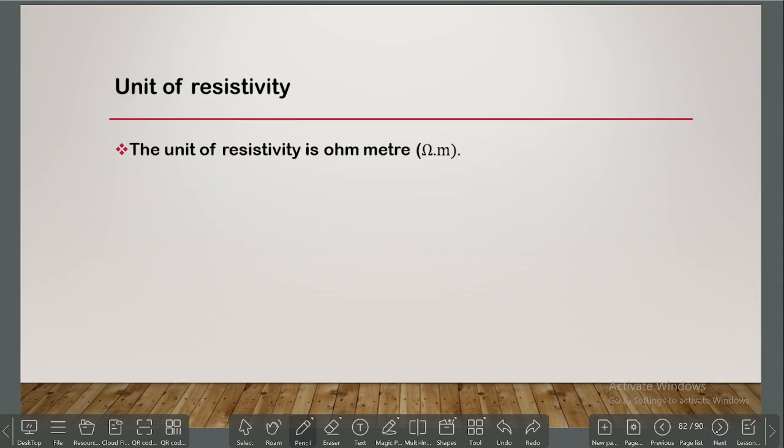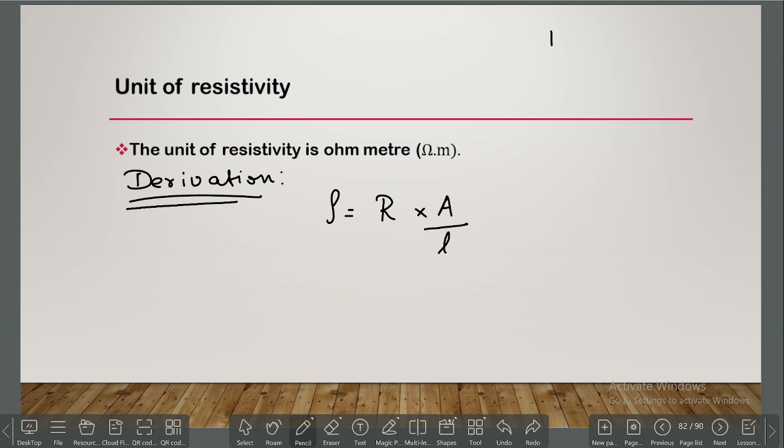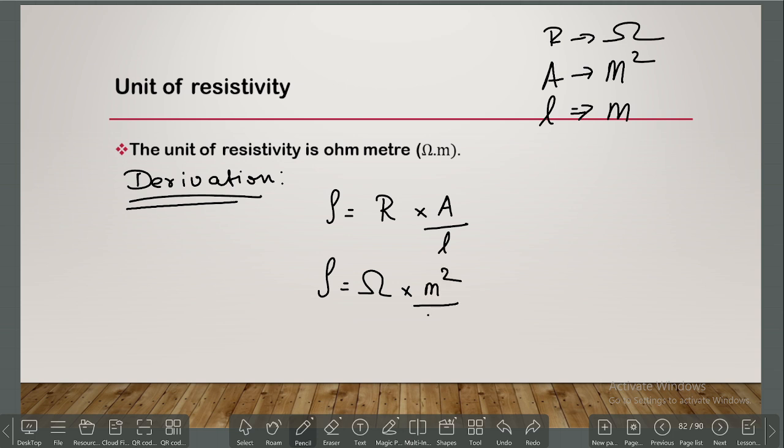The unit of resistivity is ohm meter. How do we obtain this? They will be asking us to write the derivation for the unit of resistivity. First, what is the formula? Rho is equal to R into A by L. The unit of resistance is ohm, the unit of area is meter square and the unit of length is meter. Now substitute all the values: rho is equal to ohm into meter square by meter.